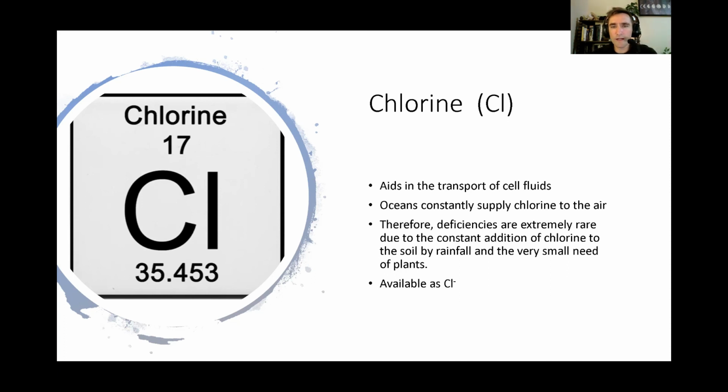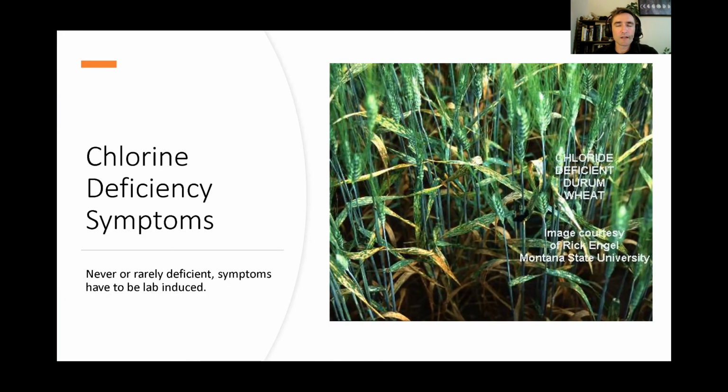Next up, we've got chlorine. Chlorine aids in the transport of cell fluids. We end up having chlorine in the atmosphere coming from the ocean, and so there's actually a small amount of chlorine in the rain when it comes out of the atmosphere. It's rarely deficient for that reason. A chlorine deficiency typically needs to be lab-induced, and you can look and see on the durum wheat in the image. Notice that speckled coloration on the leaf. That's displaying a chlorine deficiency.